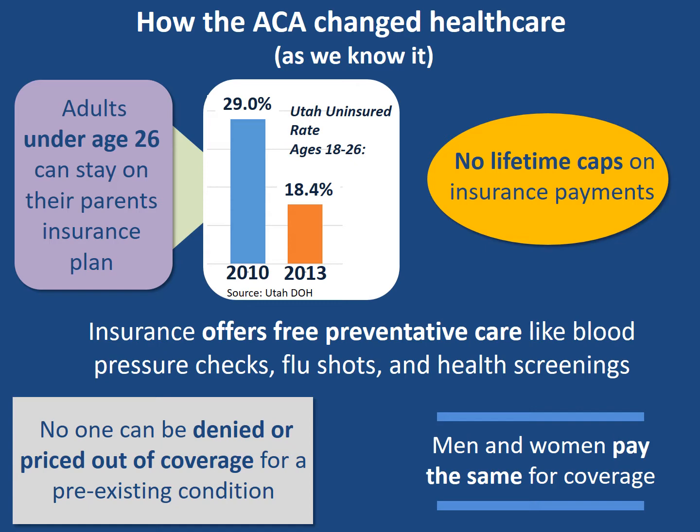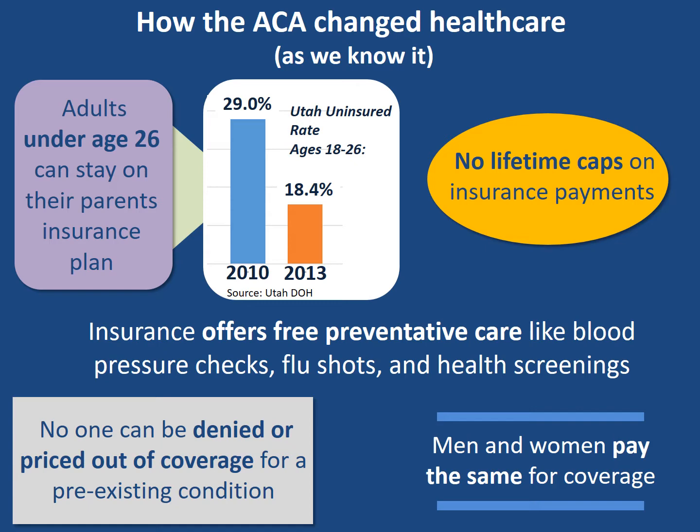And you can see here from this slide that in 2010, 29% of Utahns aged 18 to 26 went without health insurance, so nearly a third. That's gone down to lower than 18% now in 2013. So that data is a few years old, obviously, but you can see that there was a massive reduction in the uninsured rate in that age group.